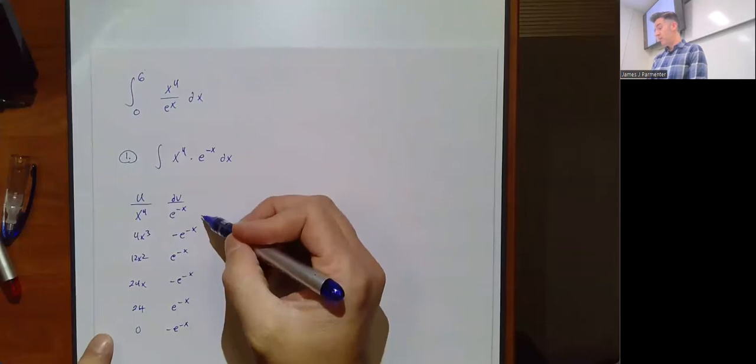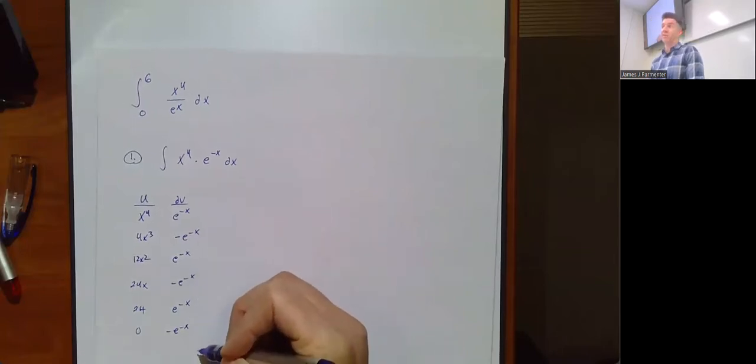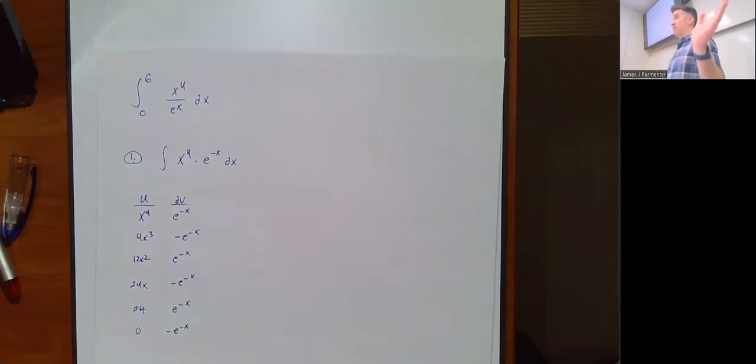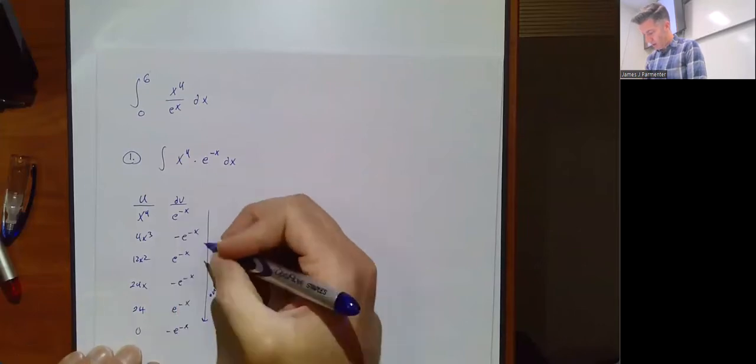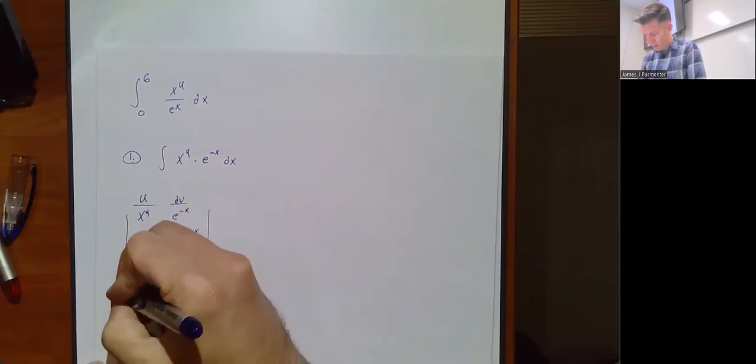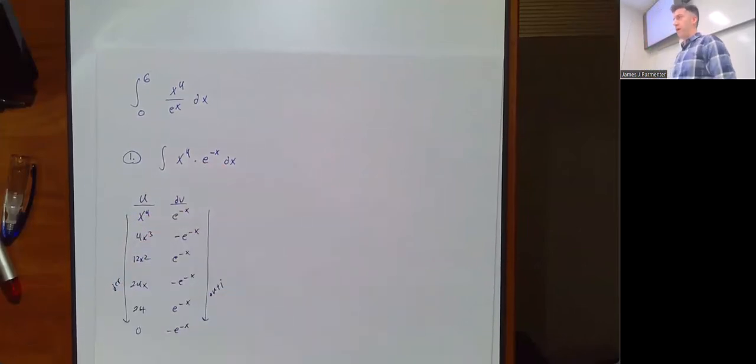Don't fool yourself here. I didn't take derivatives to get all these. I took antiderivatives. They just happen to be the same for this particular function. But it's always antiderivatives this way on this side and regular derivatives on this side. Just make sure you're aware of that. Just like you would usually do for your u and your dv. You would take the derivative of u to get du, and you would take the antiderivative of dv to get v.